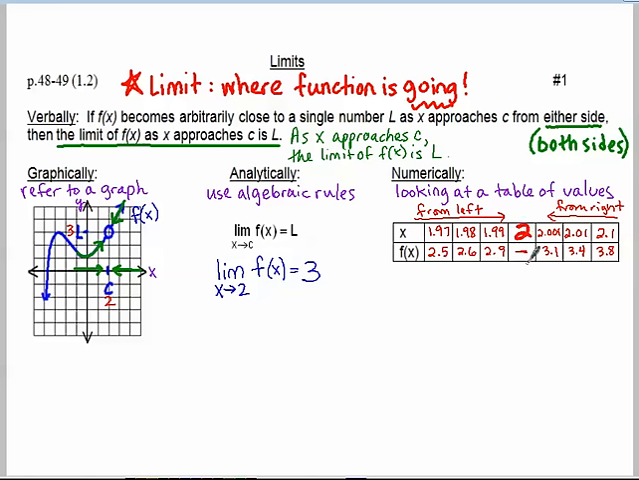If we plug in 2, we might not necessarily see it, but where does it look like the numbers are headed? It looks like they are headed closer to 3, like we said in the graph and like we said when we wrote it with the symbols.